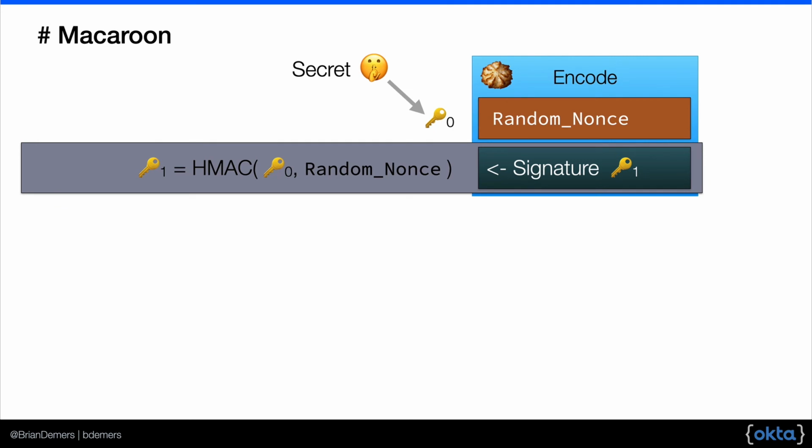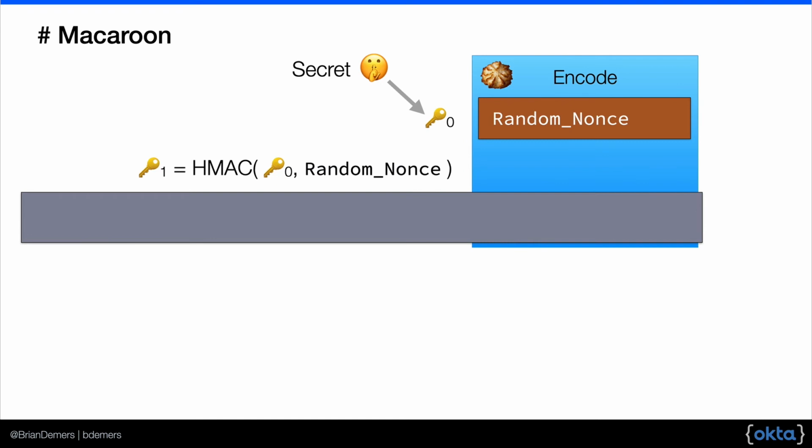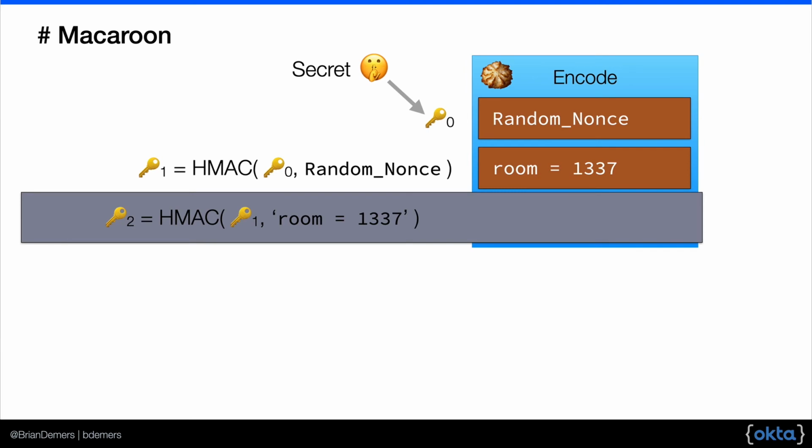We don't need to stop there. We can add restrictions to this token called caveats. First, we remove the signature from the token, and then add a caveat. In my case, this token is only good for room 1337. And then calculate another HMAC using the previous signature as the key. This gets you a new signature, and since it's the last signature that we have, we add that to the token.